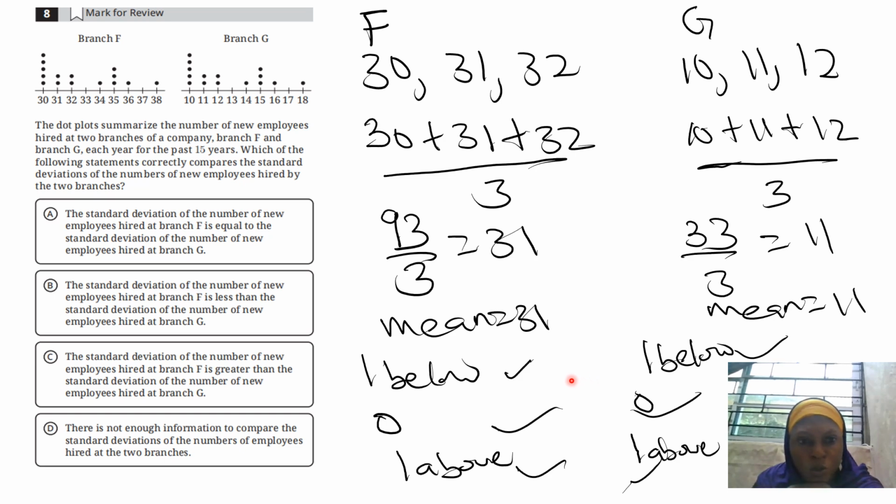What option goes with this? The option that goes with this is: the standard deviation of the number of new employees hired at branch F is equal to the standard deviation of the number of new employees hired at branch G. So the correct option for this is option A.